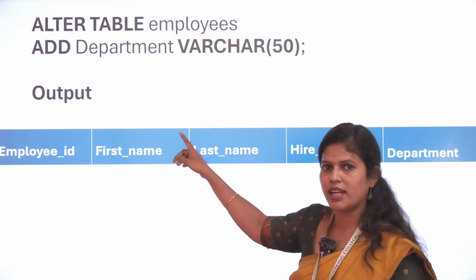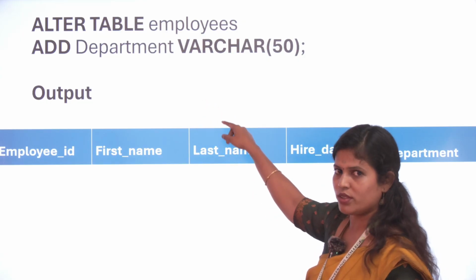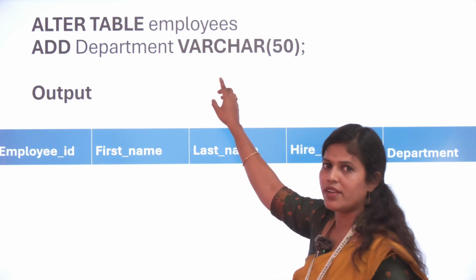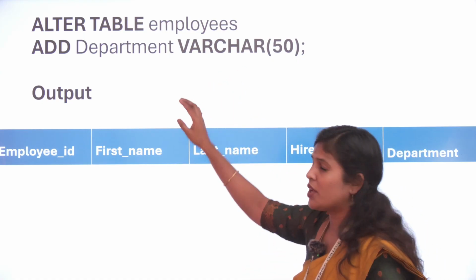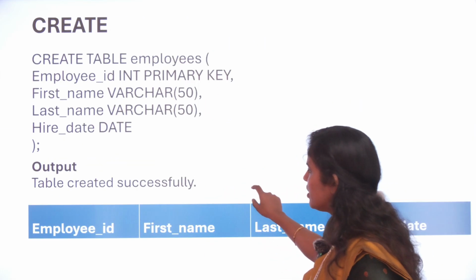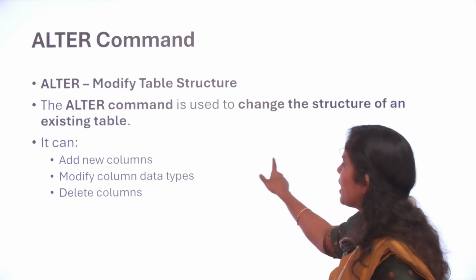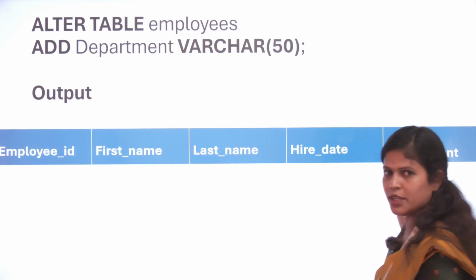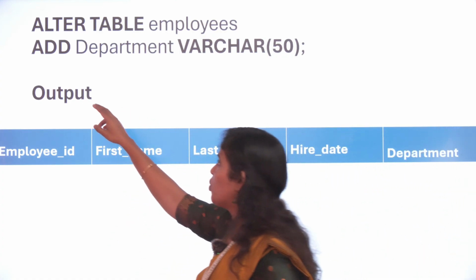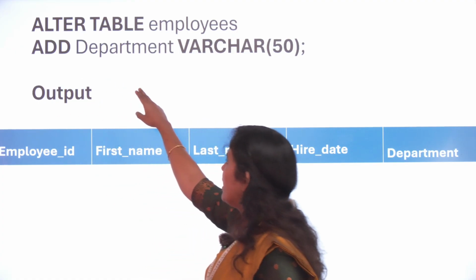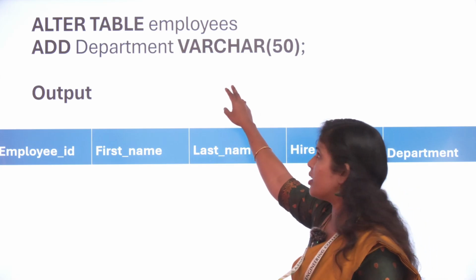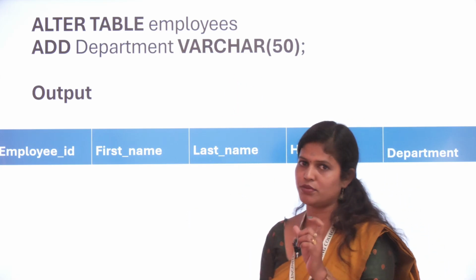This is the syntax for that, and this is one more example for the ALTER command: ALTER TABLE and your table name, which we have already created, named employees. Here we are going to add the department. You can see here that we have only these columns; in addition to that, we are creating the department as well. Here you use the ADD command and department, so that you can add it. That should be stored in the data type VARCHAR, and the value of 50 characters will be stored in that department.